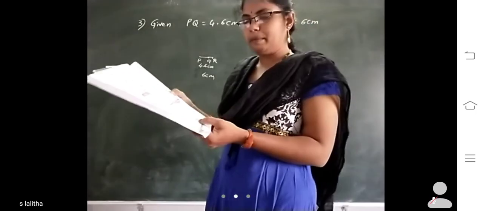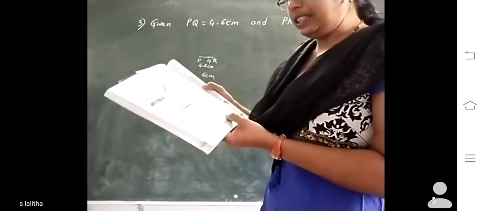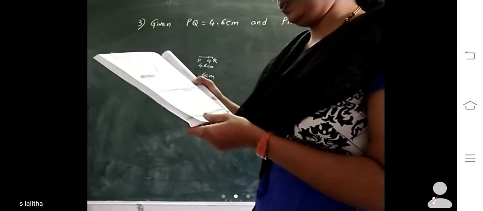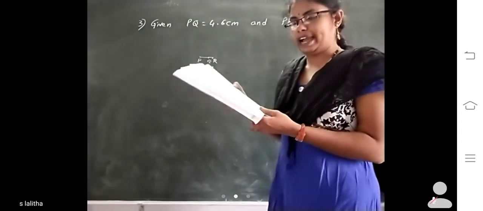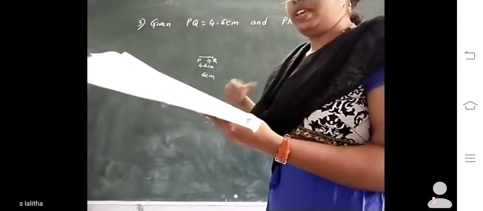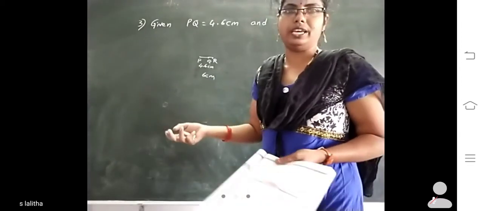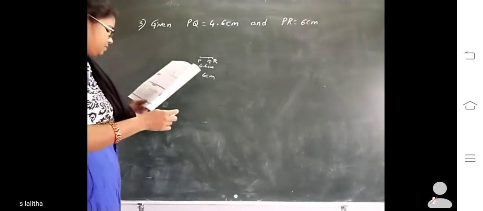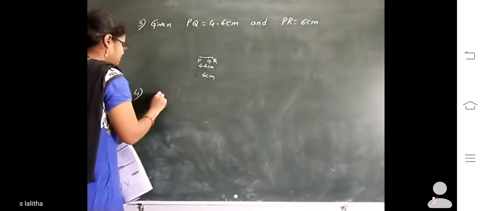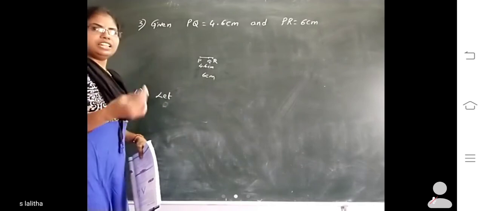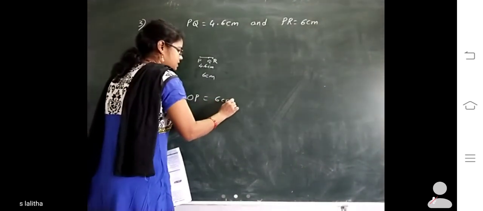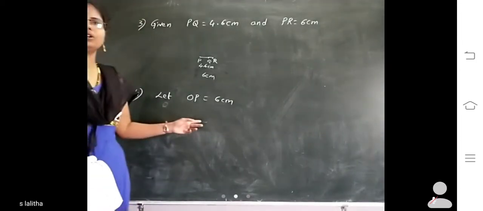Draw a line segment OP with certain length and mark a point Q on it. Check whether OP minus PQ is equal to OQ. You have to draw a line segment OP of any length. So, fourth question answer. Let OP be equal to 6 centimeters.